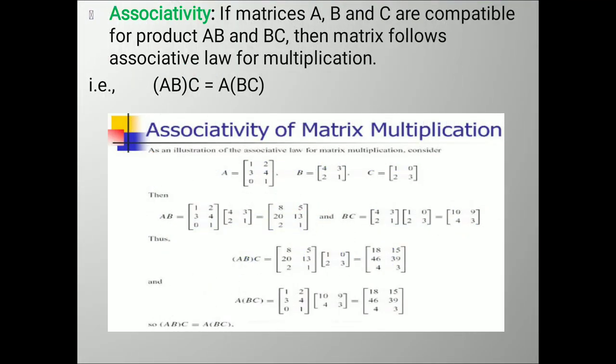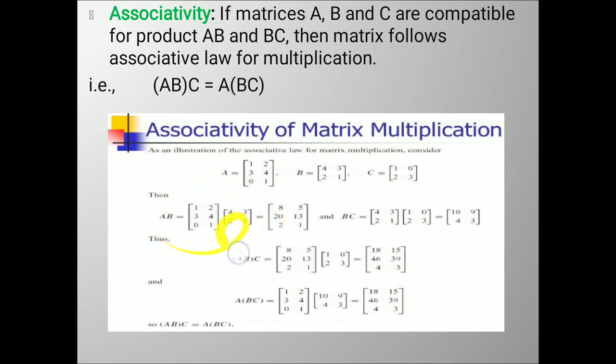Associativity. If matrices A, B and C are compatible for products AB and BC, then matrix multiplication follows the associative law. So matrices A, B and C are given here with their elements. Try to multiply them and understand this example.